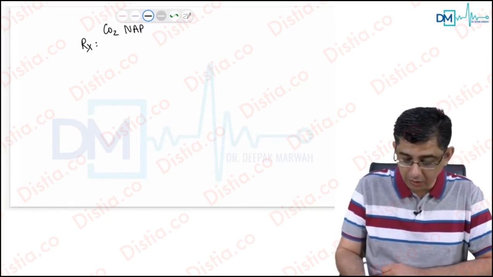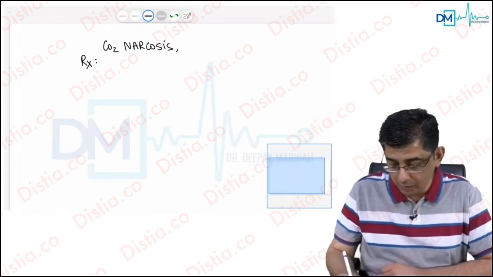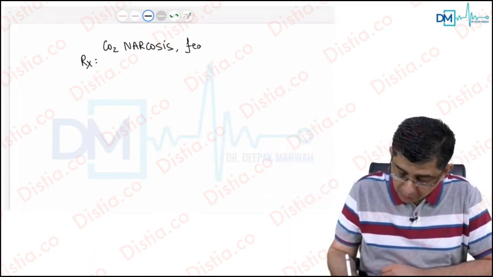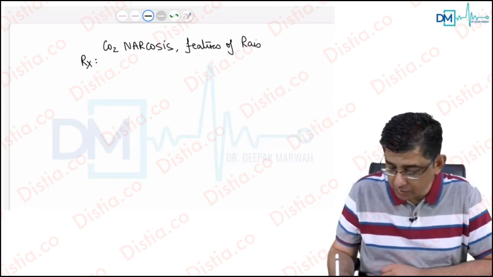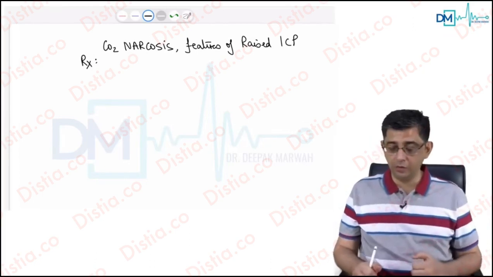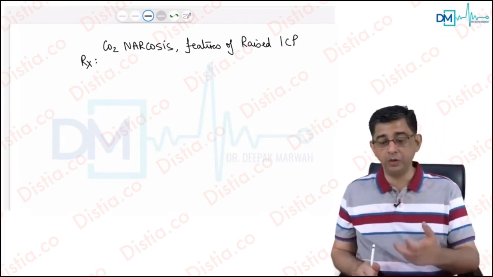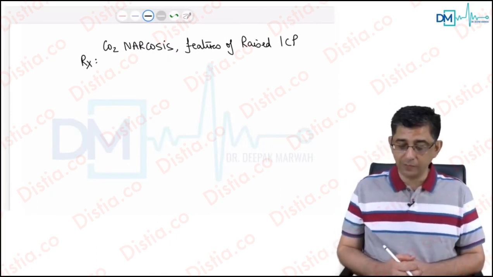Second, it causes increased features of raised ICT. I'll say that again. Features of raised ICT can be encountered in patients of carbon dioxide narcosis. Why I said that is because it will increase the cerebral blood flow, and therefore papilledema could be written in a MCQ of a person having respiratory acidosis.